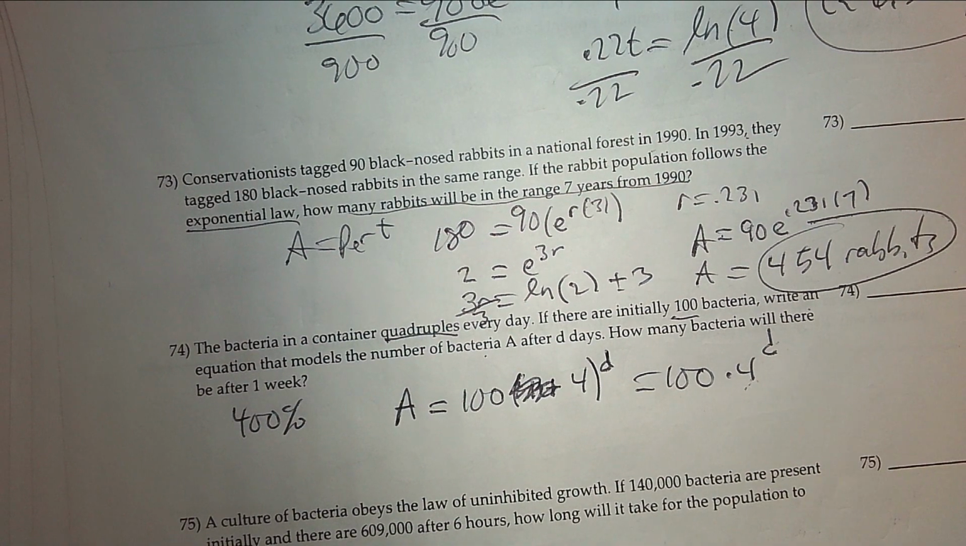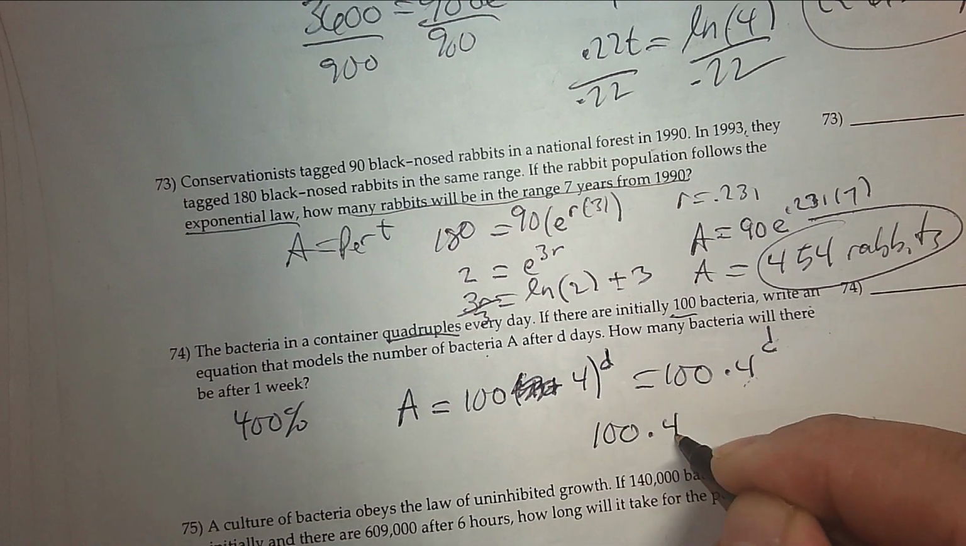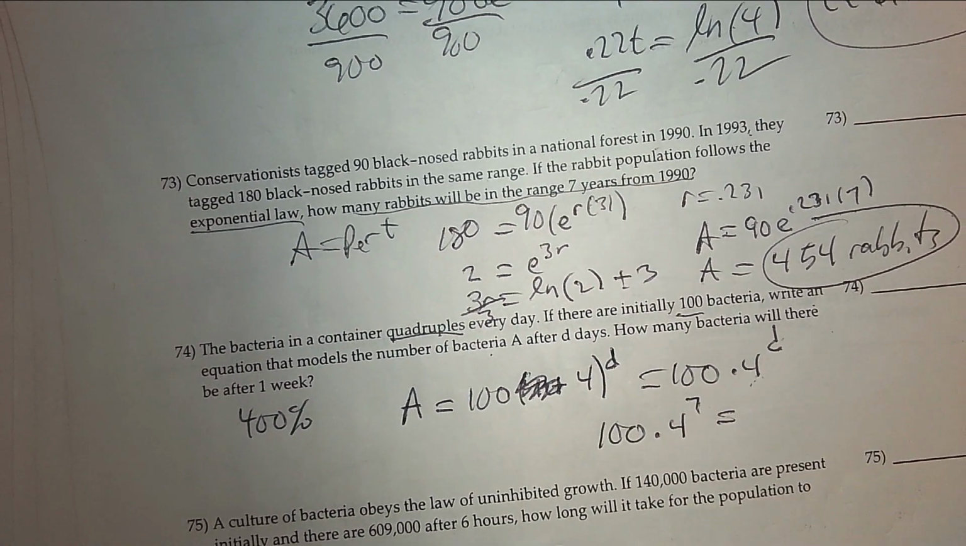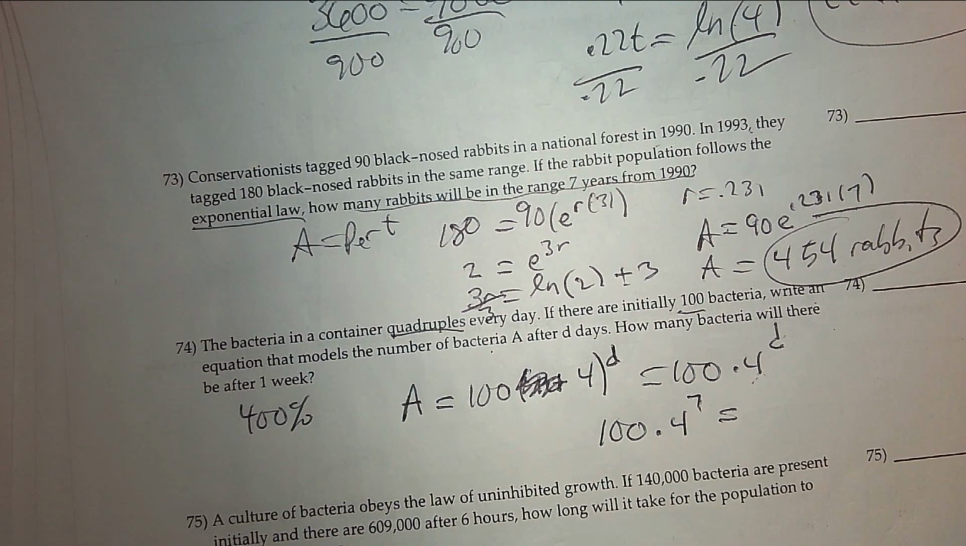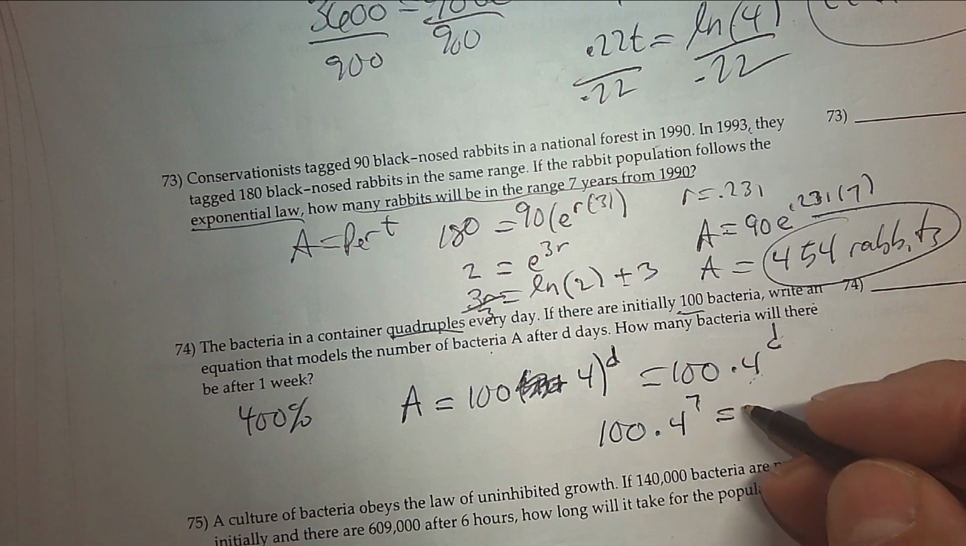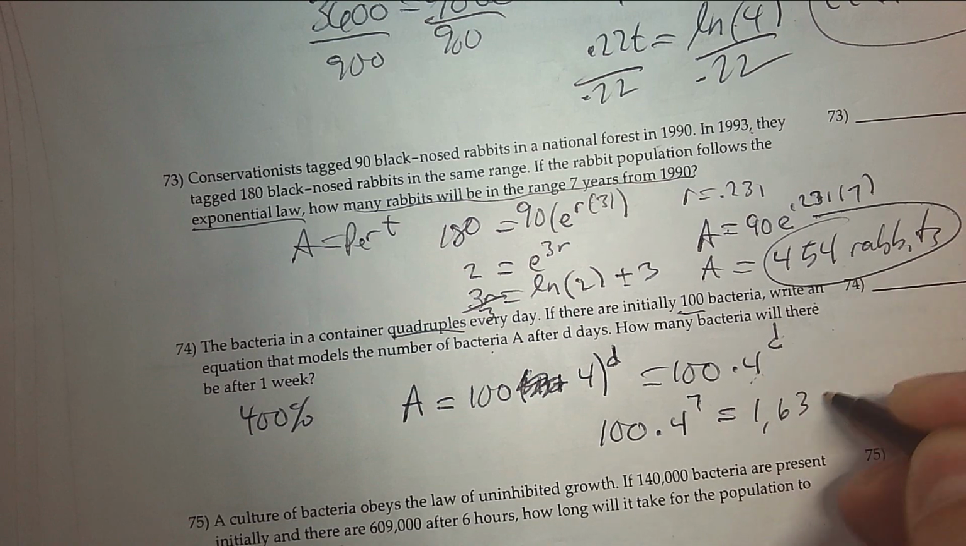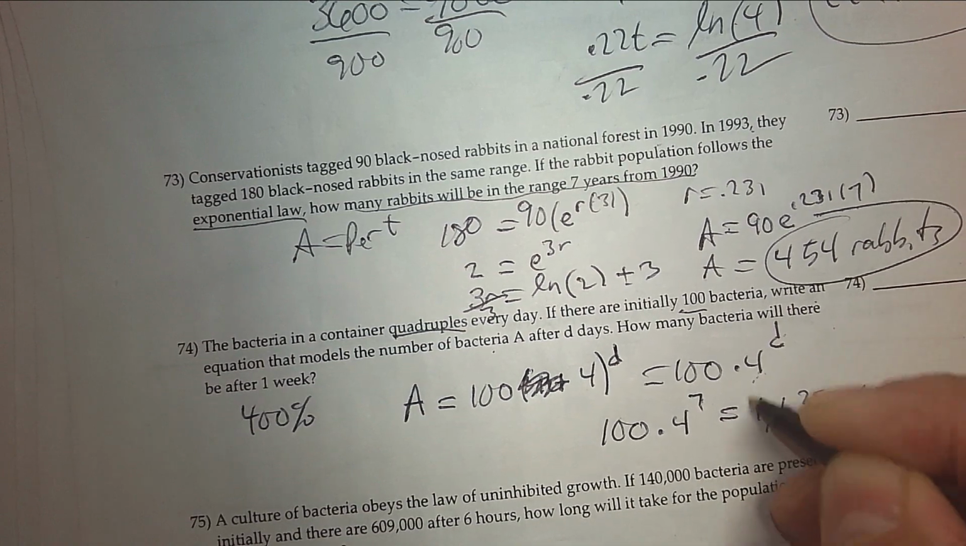It says how many bacteria will there be after 1 week? So after 1 week, that's 7 days. So it'd be 100 times 4 to the exponent 7. That'd be 1,638,400 bacteria.